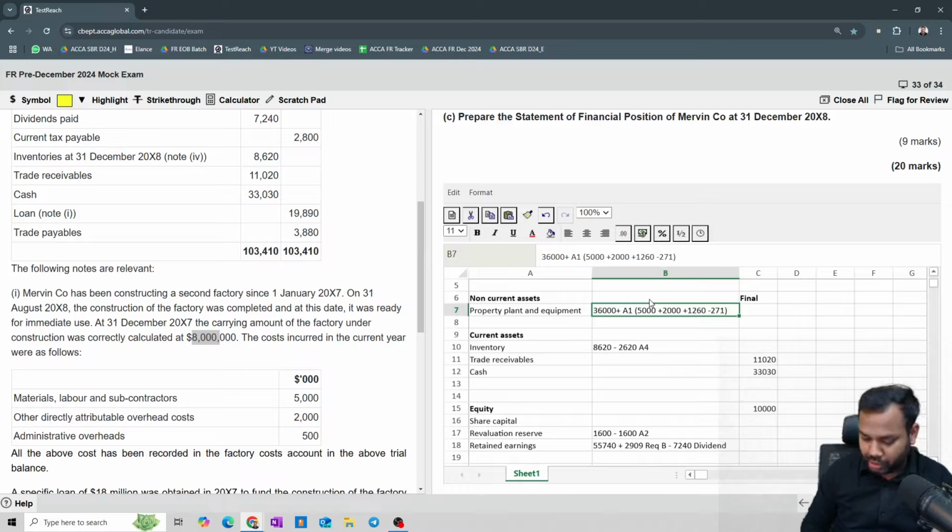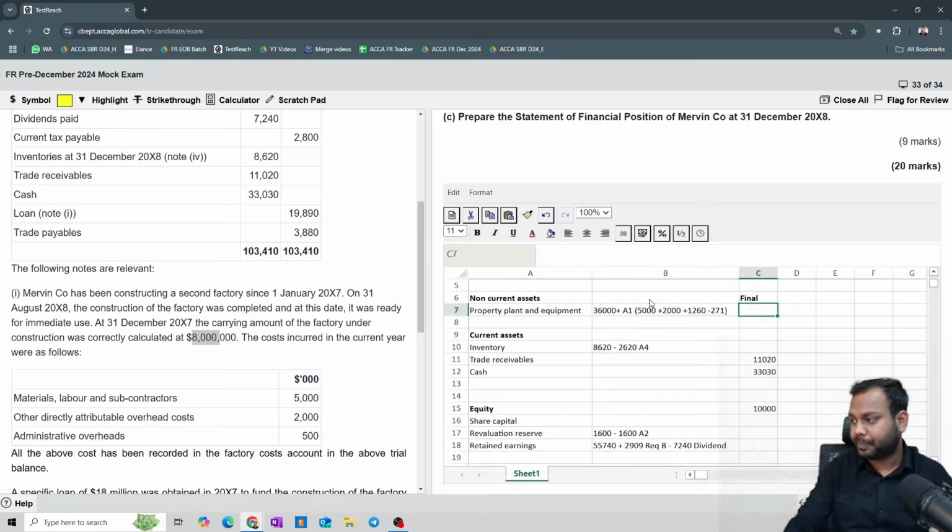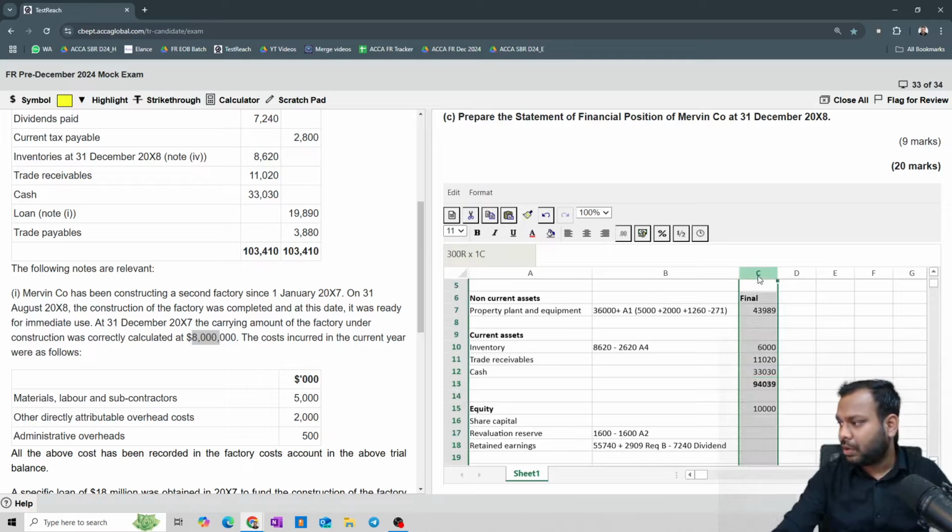5,000 plus 2,000 plus 1260 minus 271 plus 36,000. 43989. Okay, now inventory is how much? 8620 minus 2620 is 6,000. Trade receivable is 11020. This is 33030. Okay. Now, what is the total assets? If I have to do the total sum, this is 94039. So let me format it a little bit.